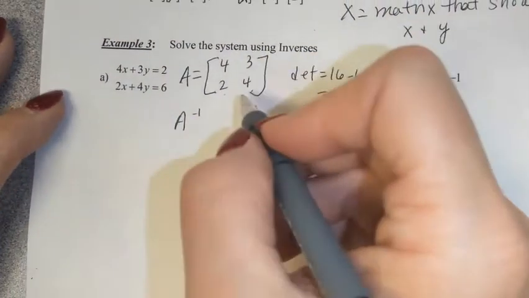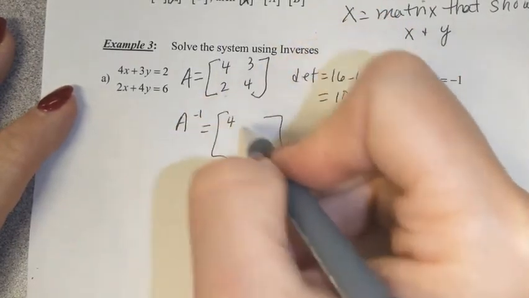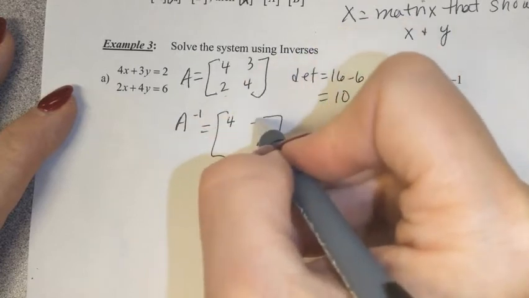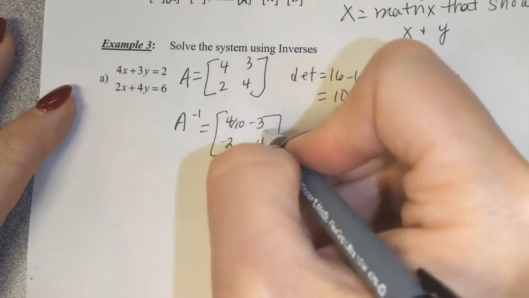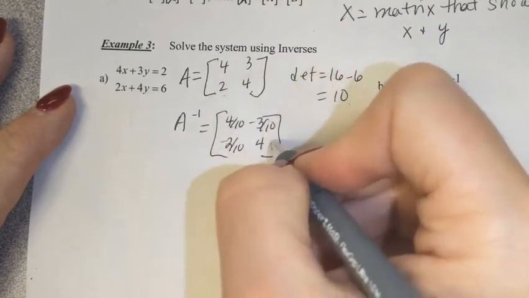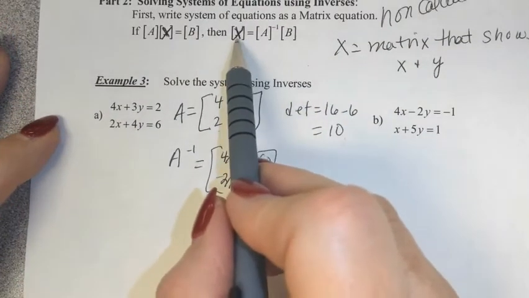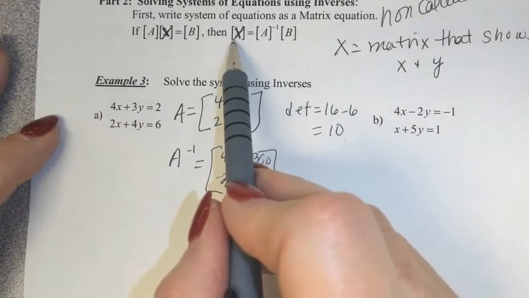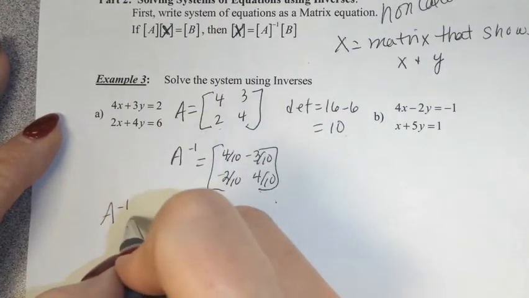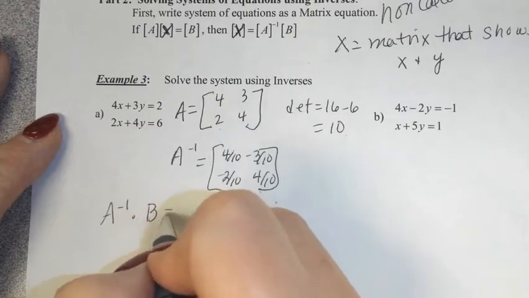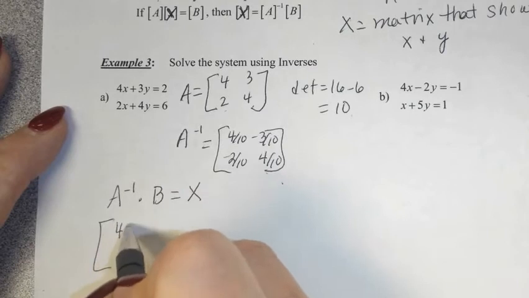So that's our determinant. Once we have the determinant, then we're going to switch those two. The A and D get switched. The signs get changed on B and C. And then we have to divide through by 10. So once we've done that, we know that X, that matrix X that's the solution, is going to be that inverse times that B matrix. And that B matrix is just going to be that constant matrix.